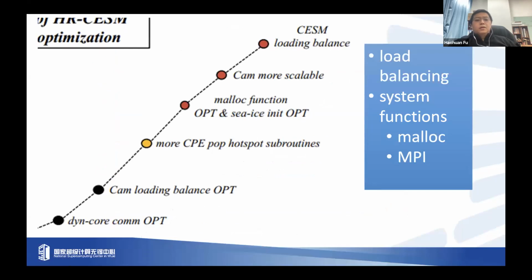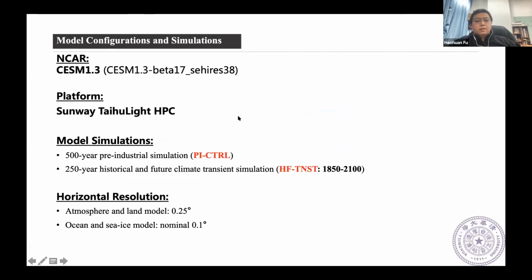And then after that, we did some work more related to system functions, according to the features of this very large scale. In the production run, we have to use somewhere between 50,000 to 60,000 MPI processes to do this high resolution CESM run. So we have to even customize the malloc functions, the MPI functions, and the load balancing strategies to get even better performance in this case.